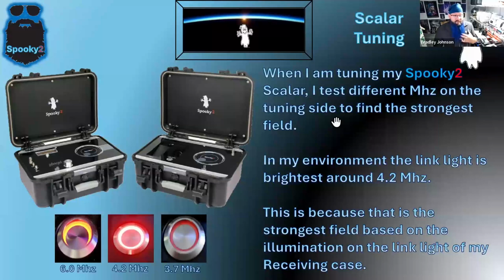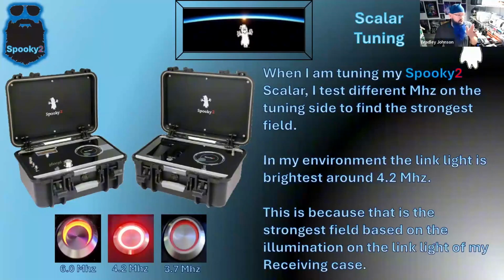So when I'm tuning my Spooky2 Scalar in my environment, my brightest link light is at 4.2 megahertz. But that's not the point where I get the brightest link on the transmitter side. As you see here, I've taken 3 different photos of 3 different megahertz intensities from highest to lowest, where at 6 megahertz, it's relatively bright, and at 4.2, it's really bright, it's super bright. But at 3.7, I've tuned too far, and you can see the intensity is now back down again. So you'll want to vary the different tune settings to try to find which is going to link the best setting for you.